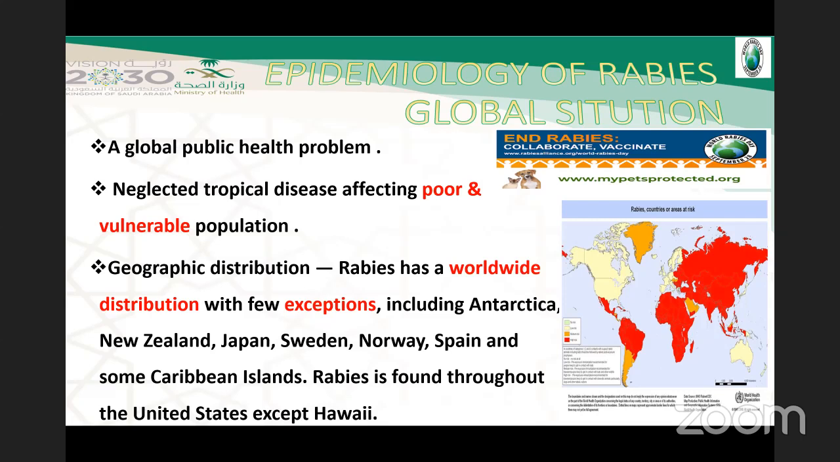In the world, epidemiologically, this is a global situation now, a global health problem, a neglected tropical disease affecting poor and vulnerable populations. Geographic distribution: rabies is distributed worldwide with few exceptions, including Antarctica, New Zealand, Japan, Sweden, Norway, Spain, and some Caribbean islands. Rabies is found throughout the United States of America except Hawaii.